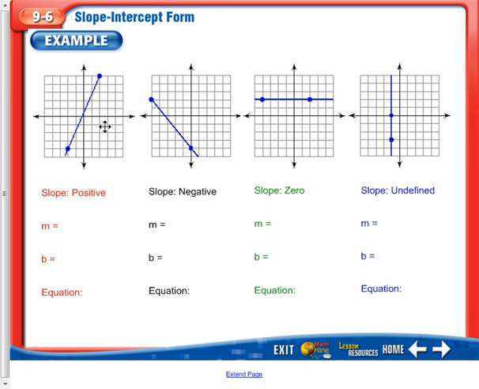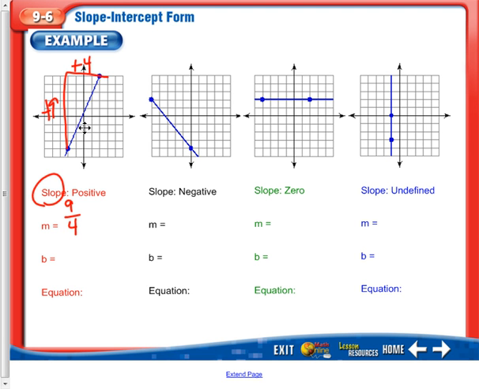We can also look at a graph of a line and know right away that the slope is positive. To find m, we can start here and count up 1, 2, 3, 4, 5, 6, 7, 8, 9. It goes up 9, and it goes to the right 1, 2, 3, 4. So the slope is 9/4, plus 9, plus 4.